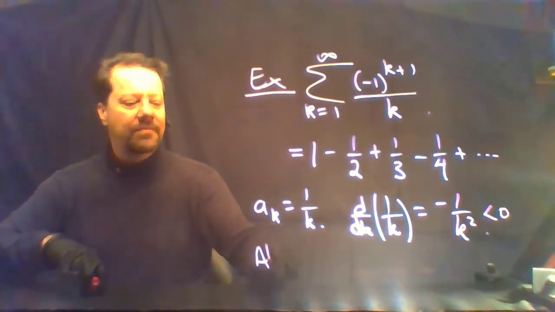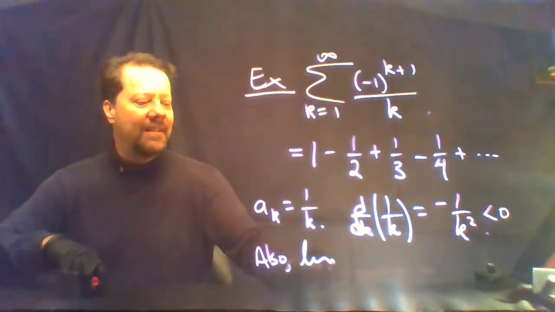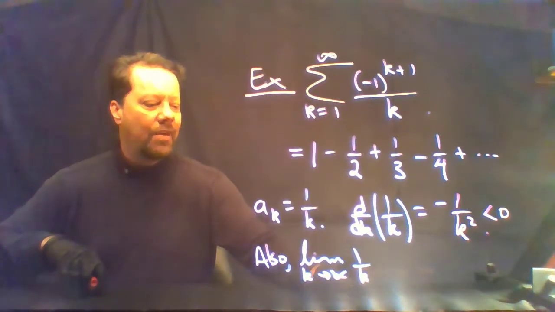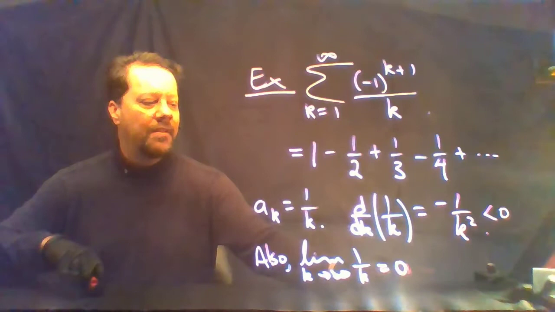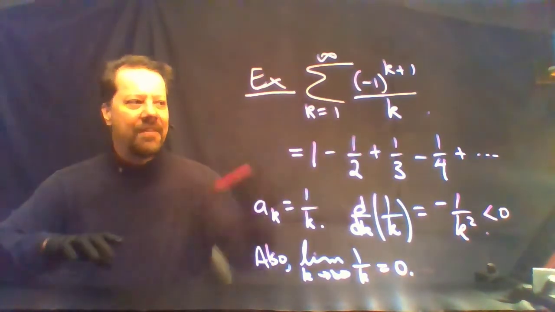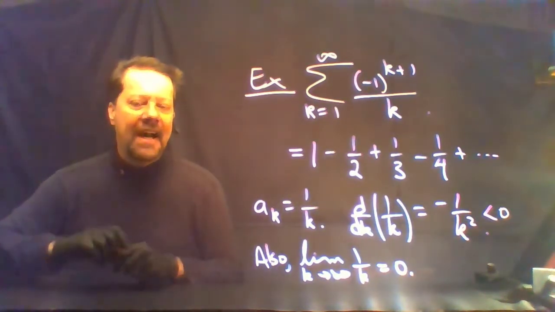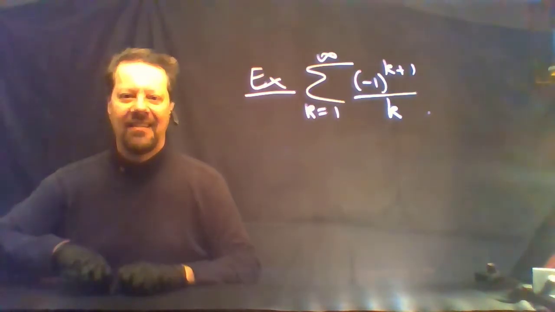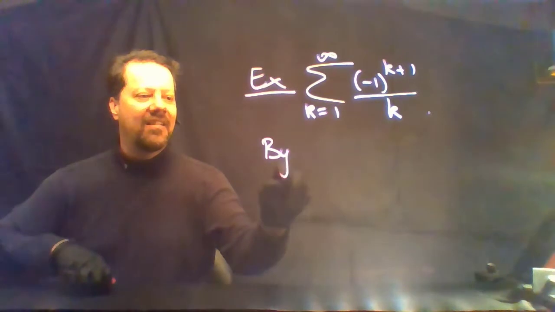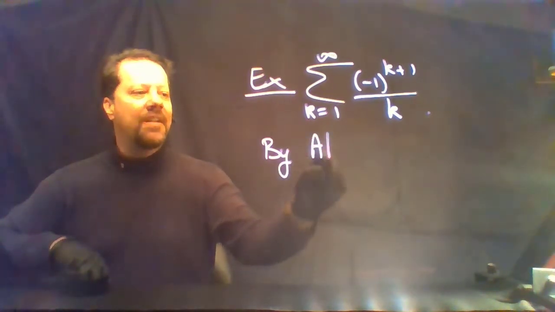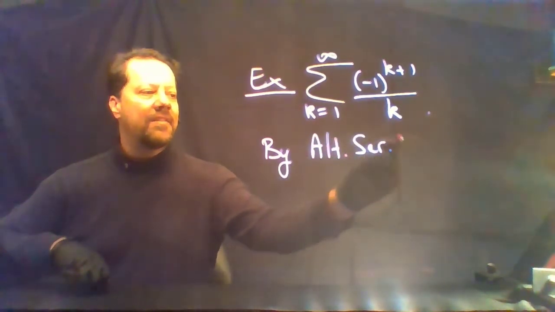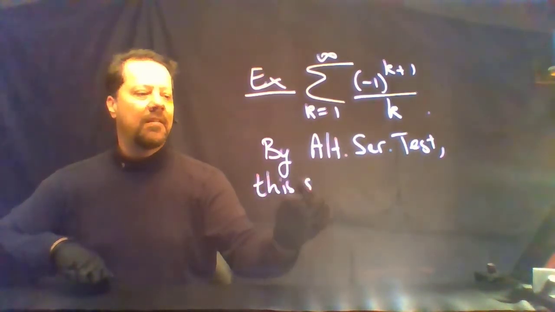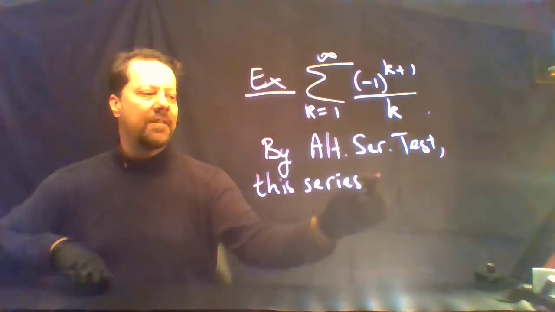Also, in the limit as k goes to infinity of 1 over k, you get 0. So this series satisfies all of the hypotheses of the alternating series test. By the alternating series test, this series converges.